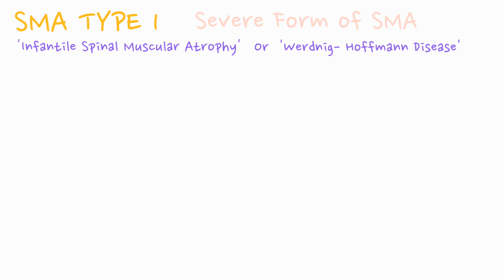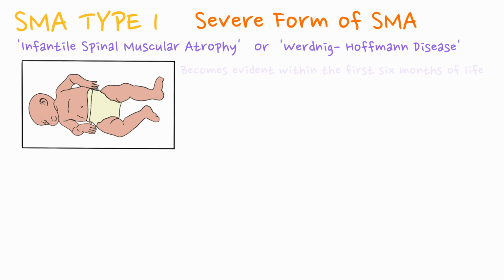SMA type 1, also known as infantile spinal muscular atrophy or Werdnig-Hoffmann disease, is a severe form of SMA that typically becomes evident within the first 6 months of life.